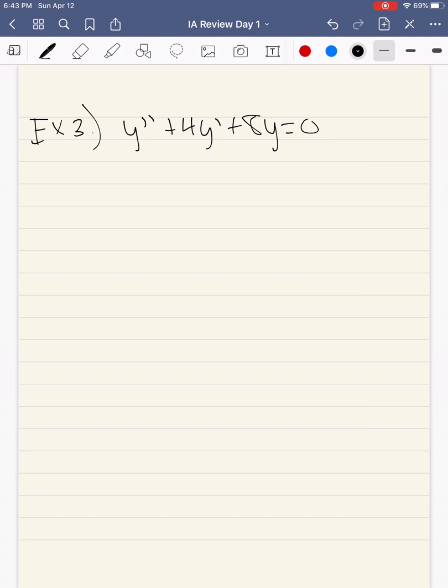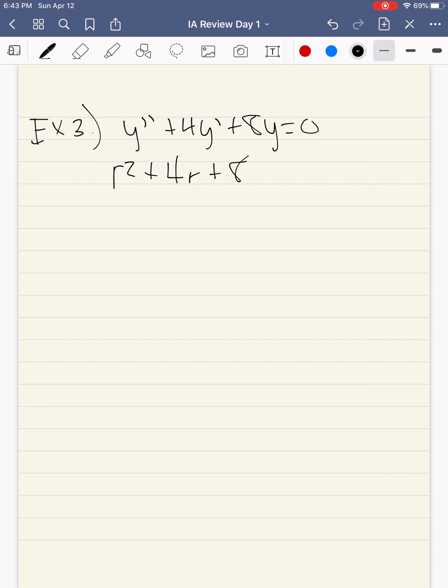So since this is a second order constant coefficient homogeneous differential equation, we want to use just our roots. So let's go ahead and sub in our r's. So I have y double prime, so that's going to be r squared plus 4r plus 8.